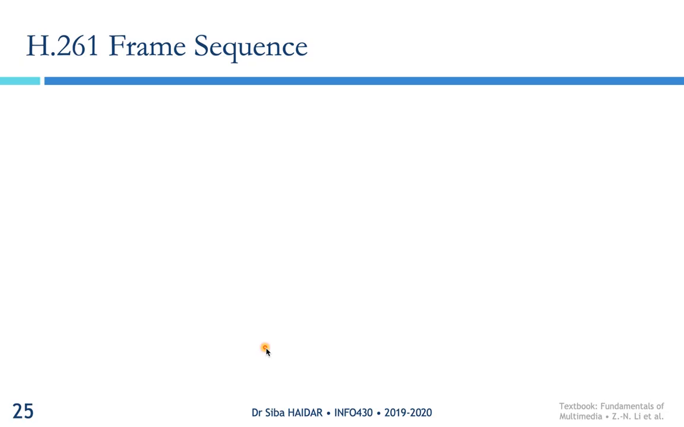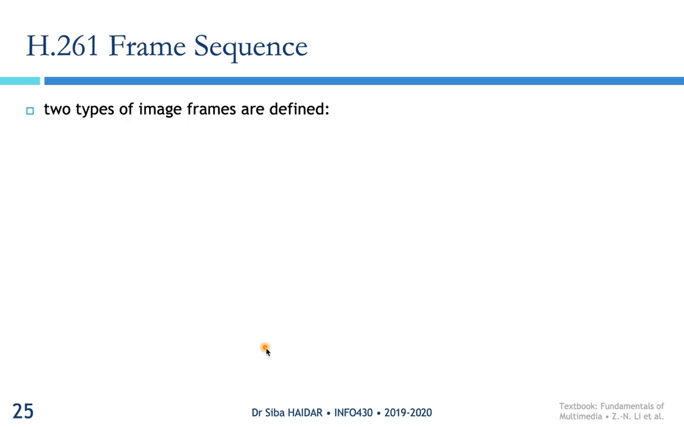So let us talk now about the frame sequence in this standard. Now we know what motion compensation is. We said that we will take advantage of the temporal redundancy. But do we code the difference between the images until the end of the video? So we code the first image and then only the residual error and the motion compensation.